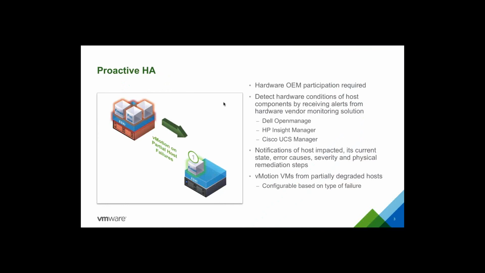For example, there could be a fan that is not spinning at the proper RPMs, or a network adapter that has failed for some reason. When the partner's software management platform detects these types of failures, we can then take action before an actual impactful failure occurs. When we detect these failures coming from that management solution, we simply vMotion the virtual machines from the impacted host to a healthy host within the environment.